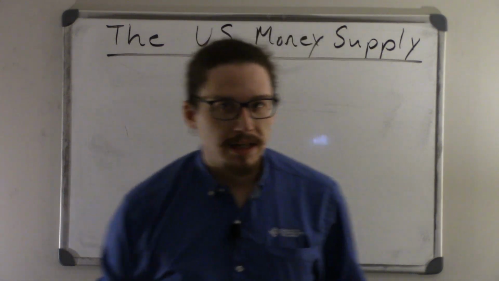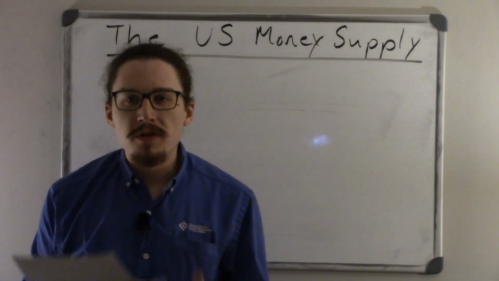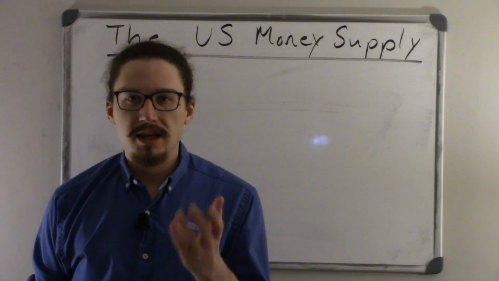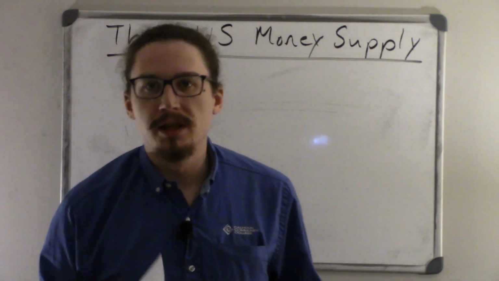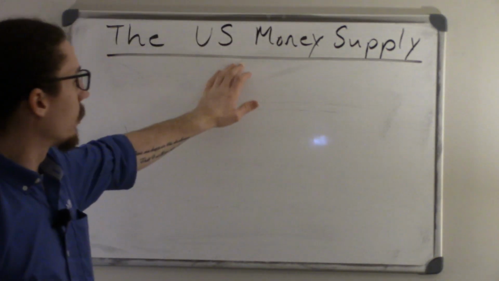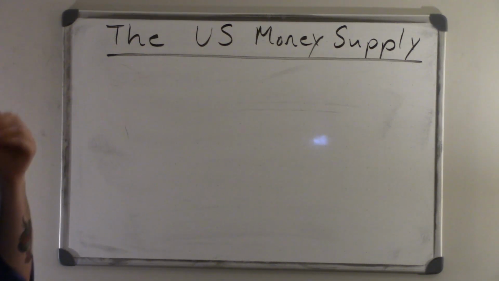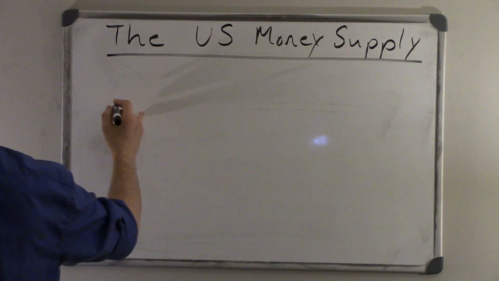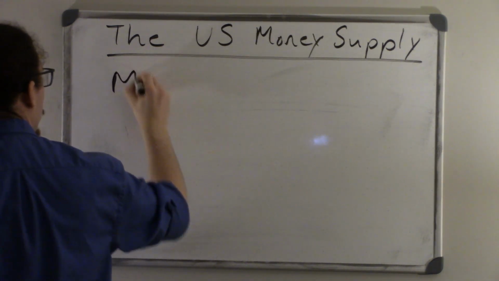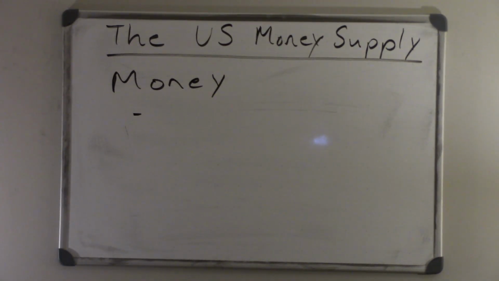In our last video, we mentioned that one of the things that the Federal Reserve does is create money. And that's what we're going to be talking a little bit about in this video. More specifically, we're going to be talking about the U.S. money supply. The first thing that we are going to do is define money.